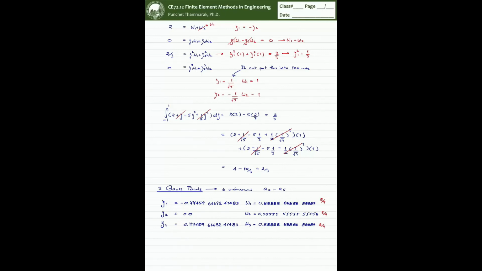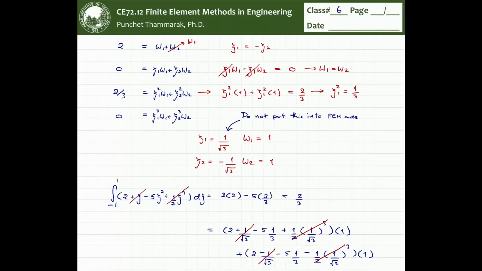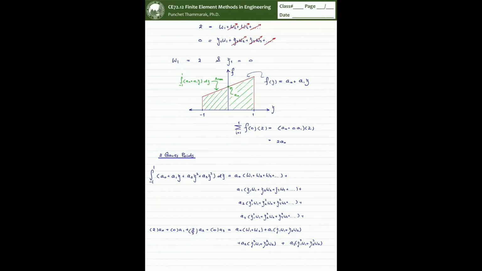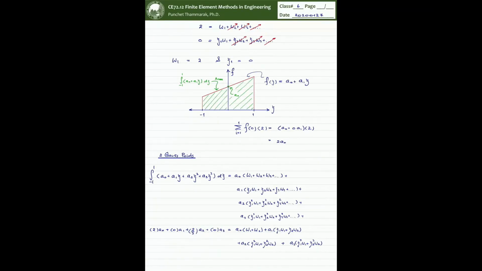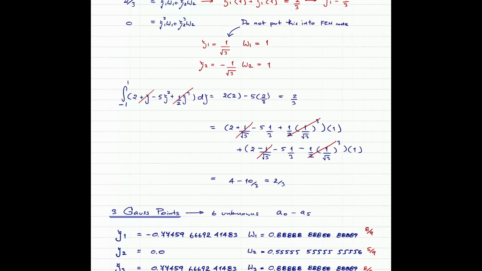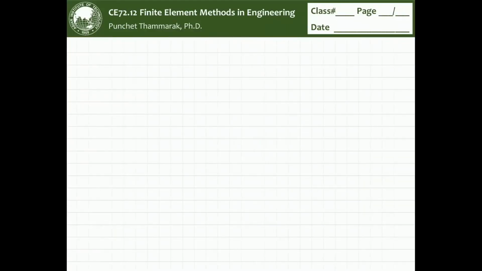So you can try to evaluate the function using these 3 Gauss points as well. I'm not going to do it here. So you can use this to evaluate your weak formulation. Okay.